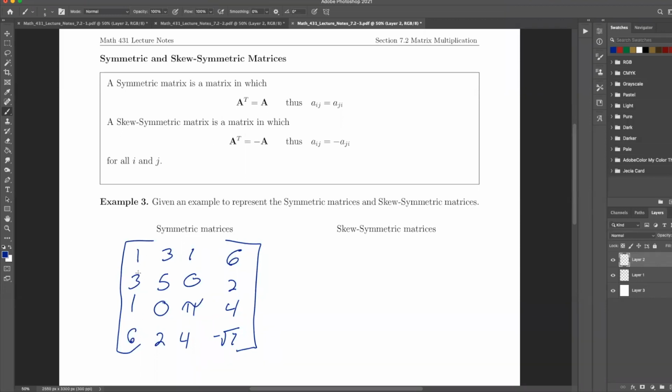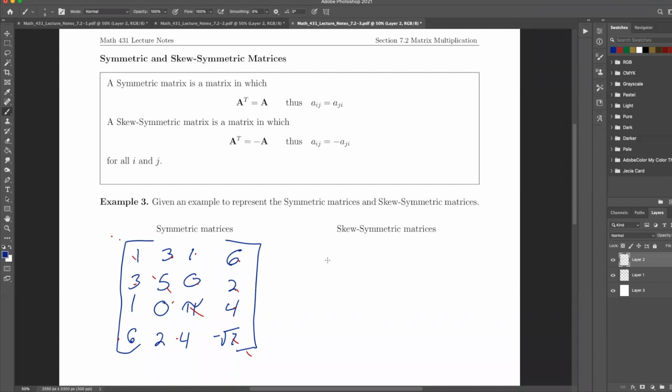So it's symmetric across the diagonal. If I have a little diagonal here, this is the same as this, this is the same as this, and so on. So that's how you visually look for whether it is symmetric. Just see if it reflects perfectly across the diagonal.